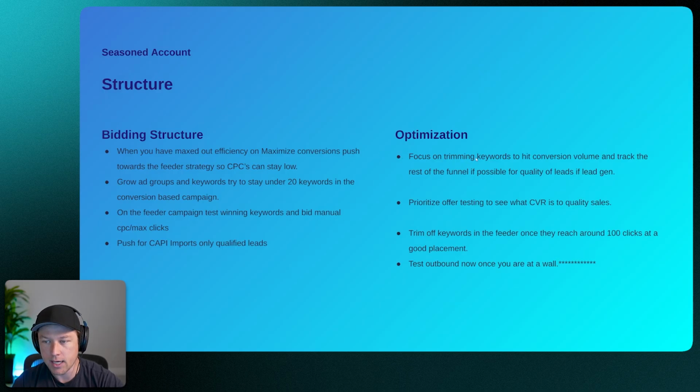We're focusing on trimming keywords to hit conversion volume and track the rest of the funnel if possible for quality of leads, if lead gen, like we already said earlier. So same process on that. We're also prioritizing offer testing to see what CVR is to quality of sales. So if there's sales volume, we want to see, okay, did the sales volume come from this keyword or this keyword, and figure out what exactly got them to convert at a higher amount versus a lower amount, and then maybe add that to the messaging, right?